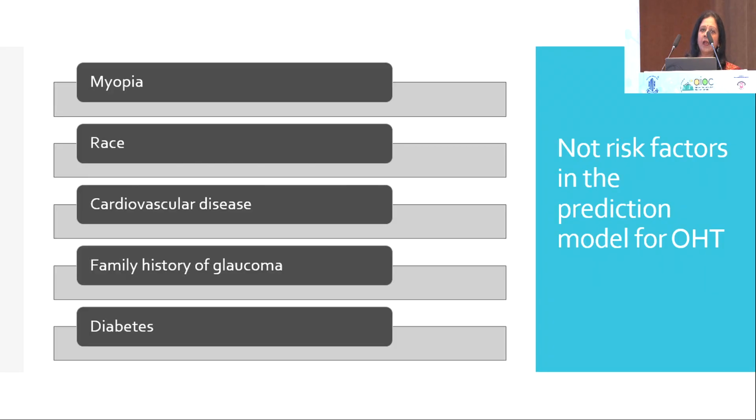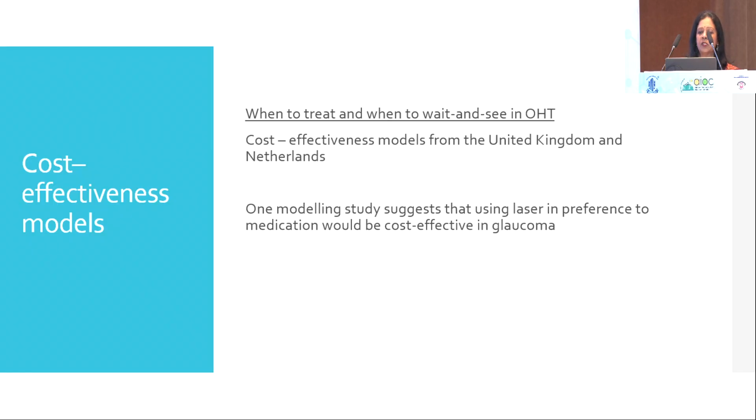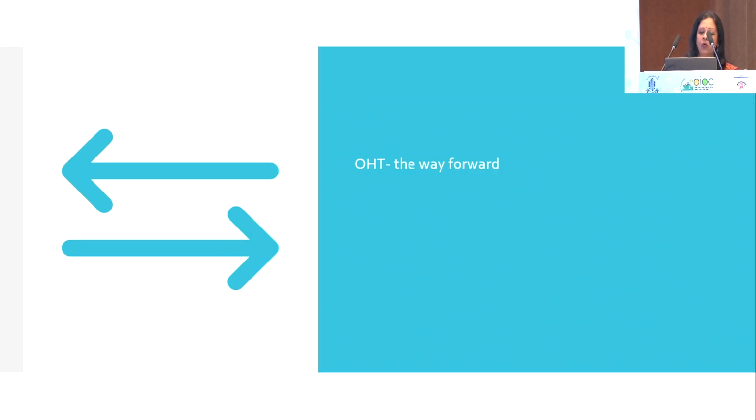A very important drawback of the OHTS study is that some important risk factors which we all know, like myopia, race, cardiovascular disease, family history of glaucoma, and diabetes, which carry high risk for developing glaucoma, were not found to be risk factors in the trial. Especially diabetes was inconclusive; there was no definitive answer. So other studies were conducted, especially cost effectiveness model studies from the United Kingdom and the Netherlands, and they even incorporated SLT as a treatment modality for ocular hypertension. So where do we now move?